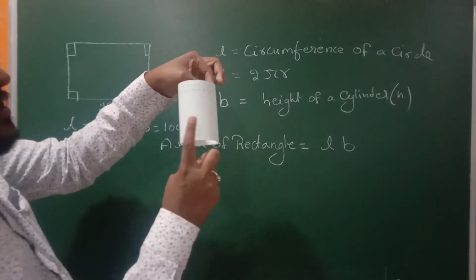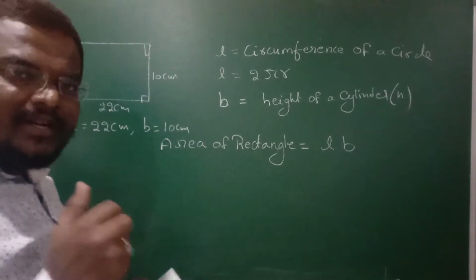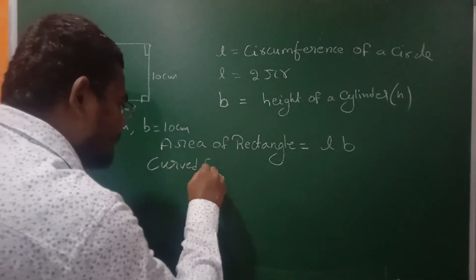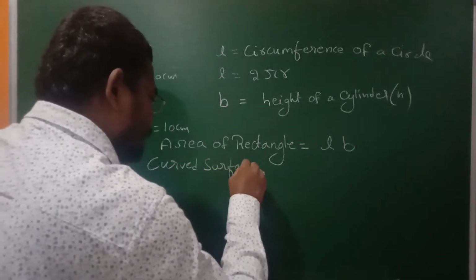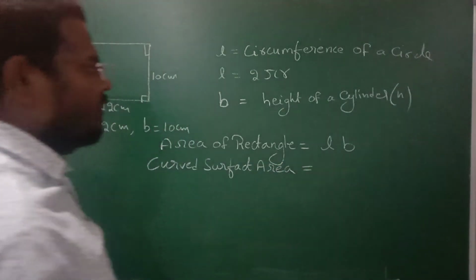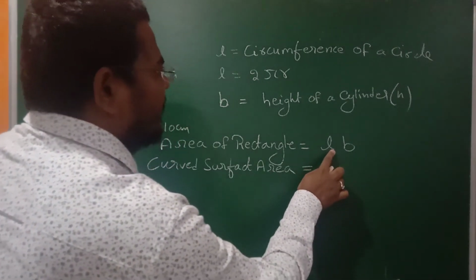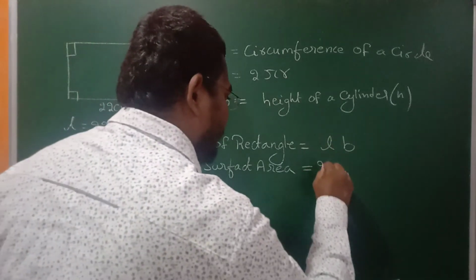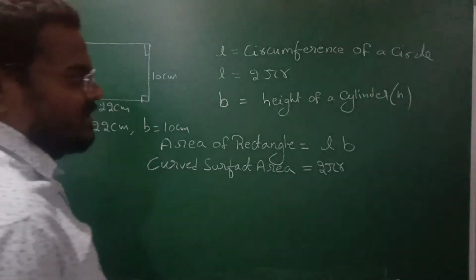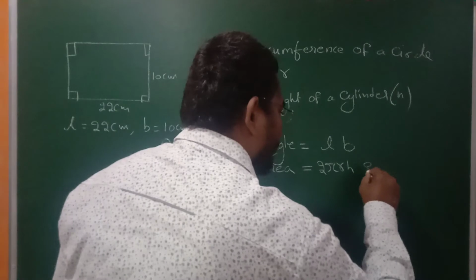So we know that this area is the curved surface area of the cylinder. I'm writing here, curved surface area of a cylinder is equal to, we got L is equal to 2 pi r, so simply we can write 2 pi r, and breadth is equal to height of a cylinder h, so 2 pi r h square units.